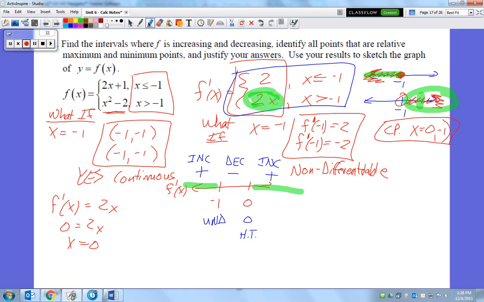Now think about this. I want you to increase and then decrease. So that's a relative max. What do you think it would be? A vertical tangent? Yes or no? No, because you're not increasing, increasing or decreasing, decreasing. These are changing. So the only thing that it can be is a cusp.